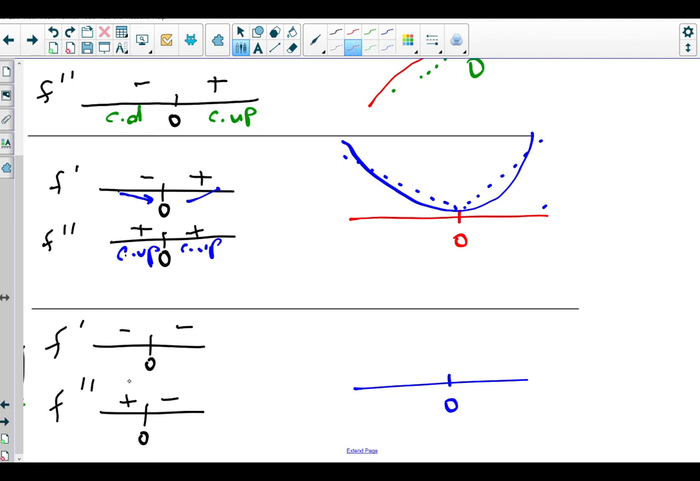Okay, so hopefully you gave it a try. Spoiler alert, if you haven't, go ahead and stop the video and please come back to look at your solution. This one is decreasing everywhere, and it's first concave up and then concave down. So concave up, it has to follow the general pattern.